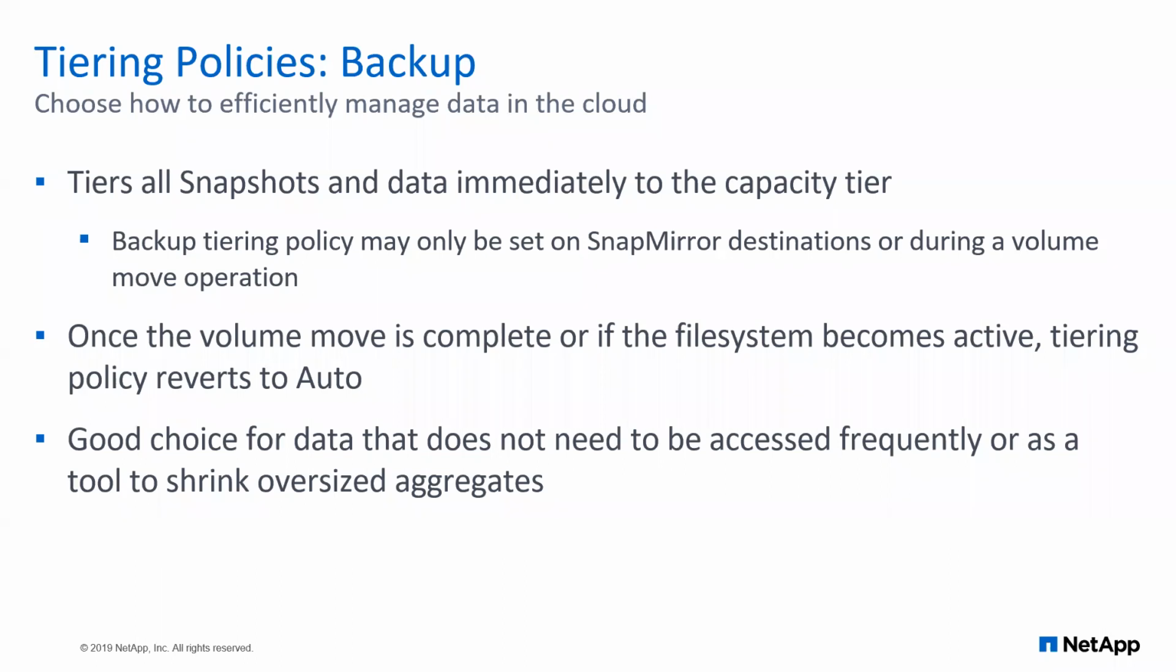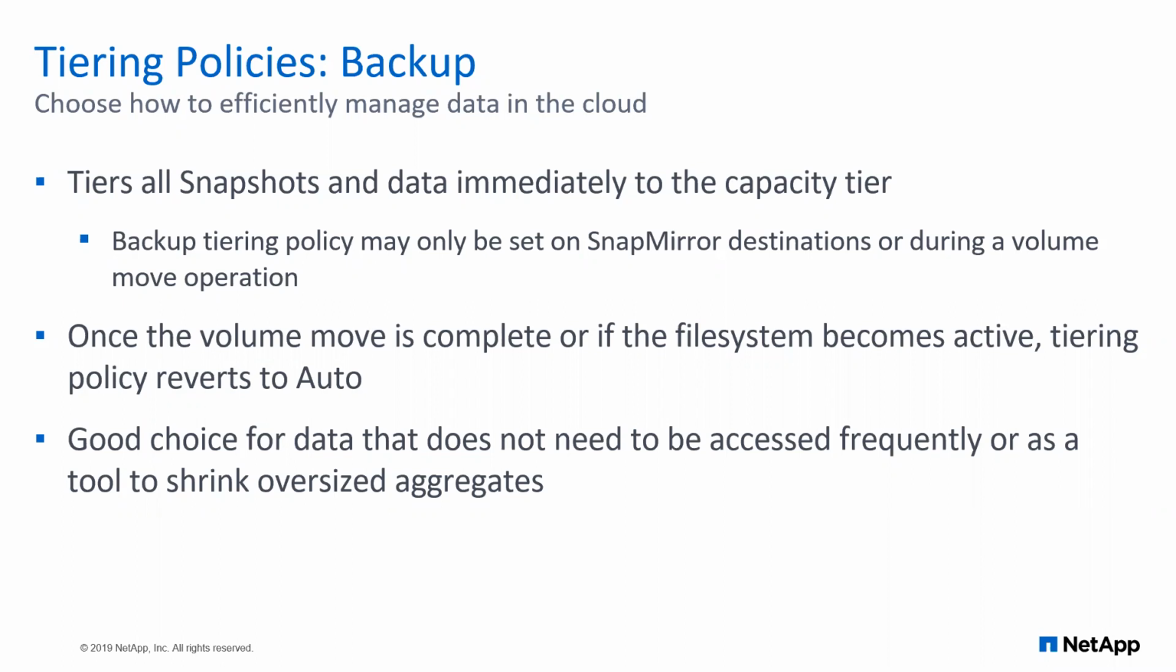Now keep in mind that in the event that you have a SnapMirror destination and that file system becomes active, you break that SnapMirror relationship, then your tiering policy will revert to the auto tiering policy. And I mentioned as well, you can also specify the backup tiering policy during a volume move operation. That's the only other time you can do so.